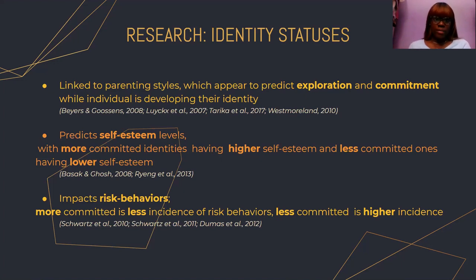So the research we did for identity status, we found out that identity status was linked to parenting styles as well, which appears to predict exploration and commitment while the individual themselves is developing their identity. Identity status also predicts self-esteem levels, with more committed identities having higher self-esteem and less committed ones having lower self-esteem. Identity status also impacts risk behaviors, where being more committed has less incidence of risk behavior, and being less committed to their identity has a higher incidence of risk behavior.